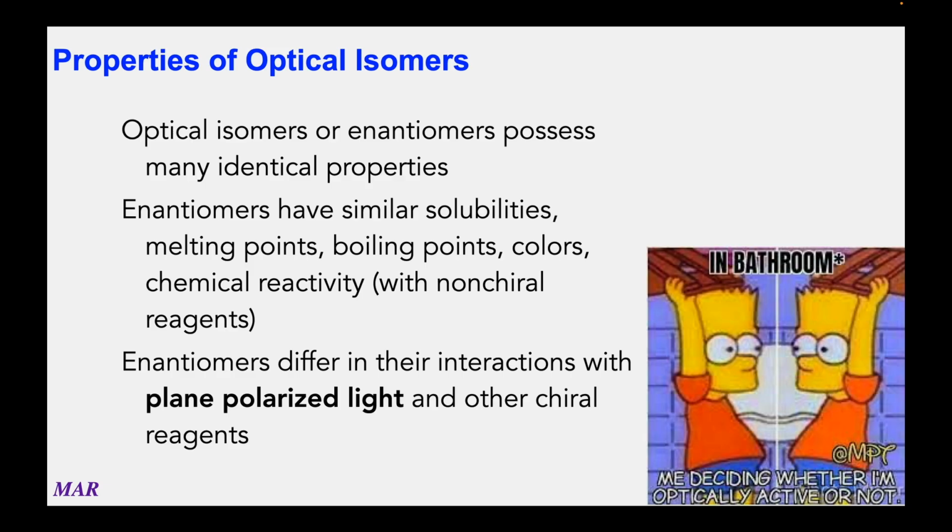So you might go for a long time without even realizing you had one of these optical isomers running around in your system. However, if you place these enantiomers in what's called plane polarized light, you'll be able to see the difference. And even worse, or better, depending how you look at it, if you take your chemicals, which are enantiomers, they've got a left and the right, and you react them with other chemicals which have a left and the right, you will see differences in reactivity.